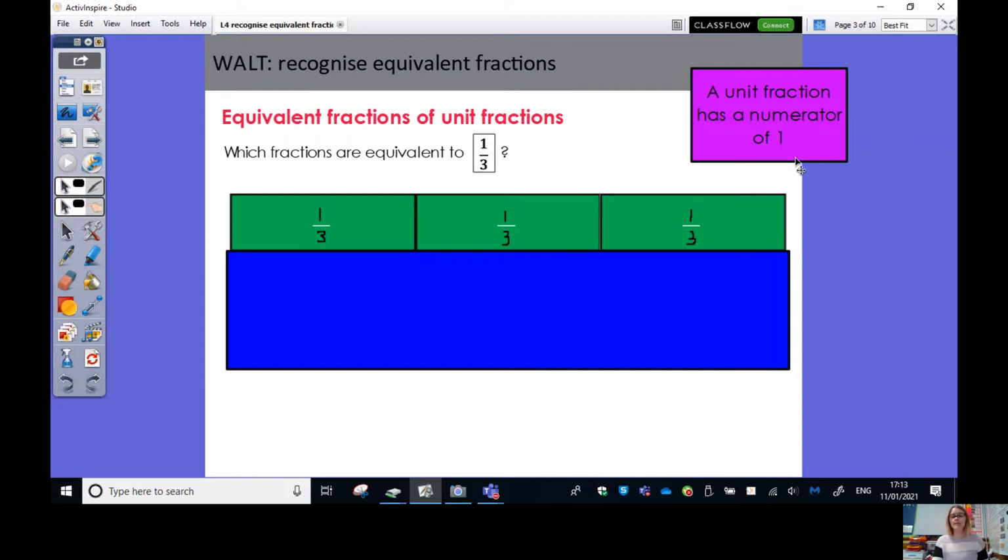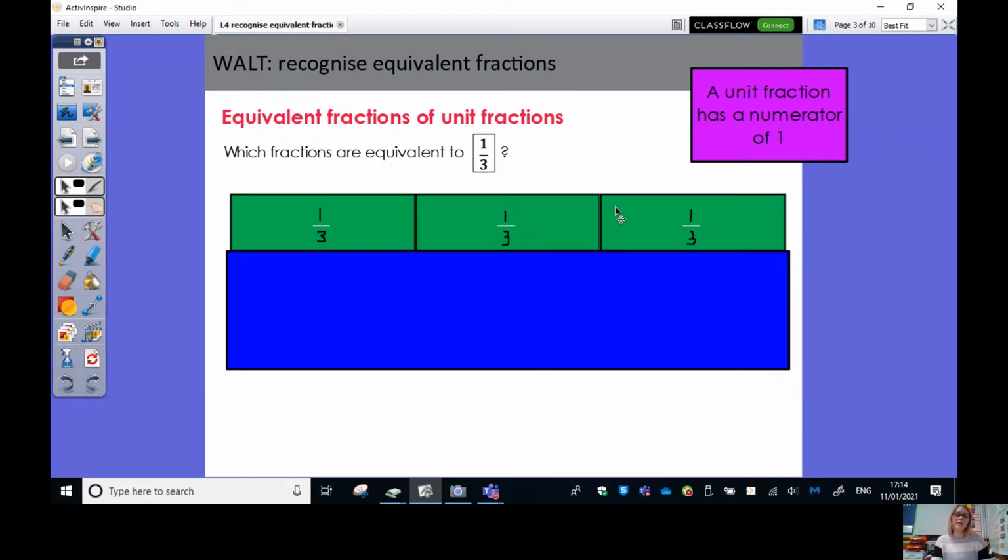Now I know we recapped this in our assessment before the Christmas holiday, and lots of us had forgotten that. Some of us remember we did learn that in year 3. So just a reminder there, any unit fraction has a numerator of 1. So the top number is going to be 1. So which fractions are equivalent to 1/3?